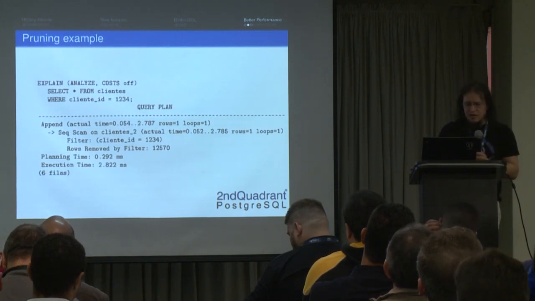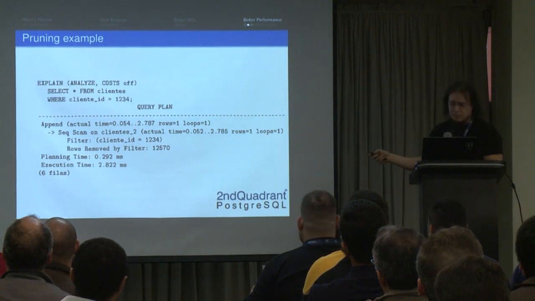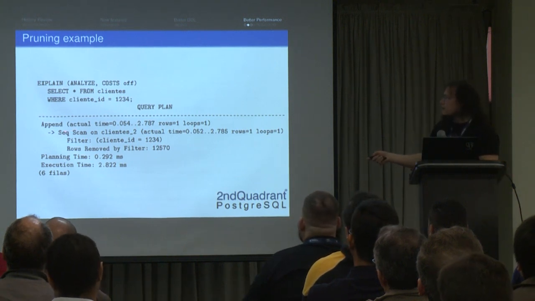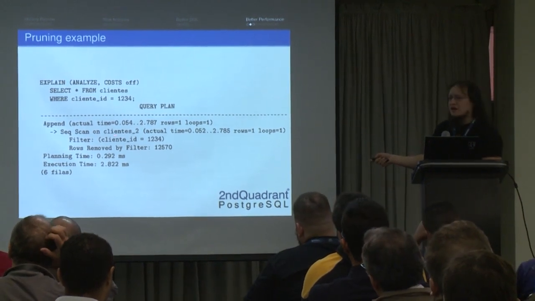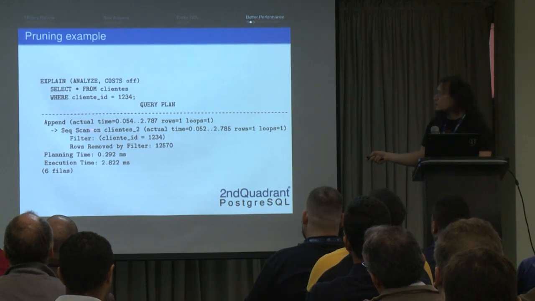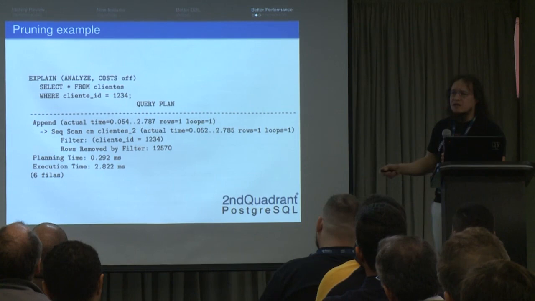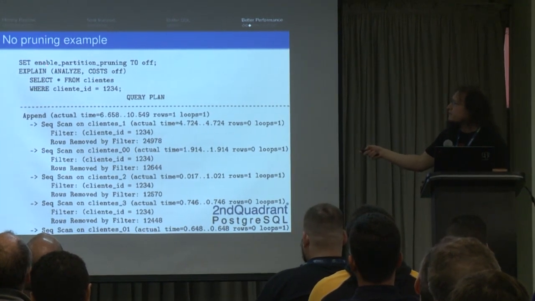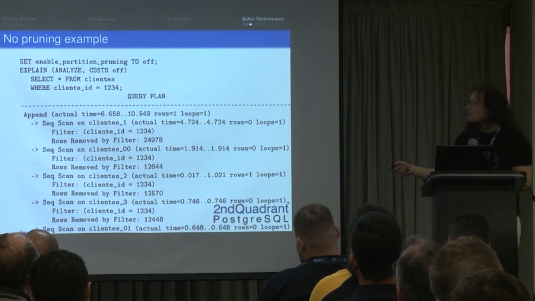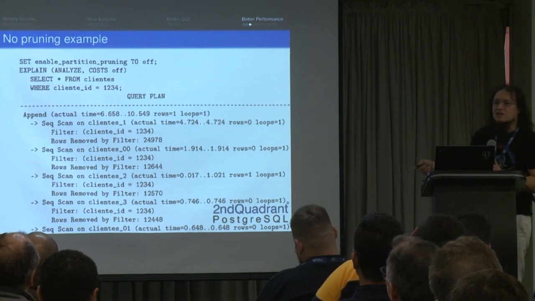So this is an example. Say you have a table clientes, and you run a select from clientes with a where clause. The pruning system says, well, I only need to scan the partition clientes_2. So you can see in the plan that you're only having to scan a single partition. So this is a fast plan. If you turn partition pruning off, which you can do by setting this parameter, and you run the same explain, you're going to see that it scans all the partitions. So this is much slower.